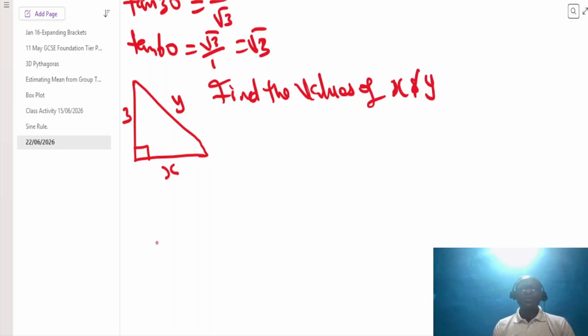So what do you do? You use that special angle. Maybe I put for you inside this triangle 60 and 30, and I ask you, find the values of X and Y. Look at what you are going to do.